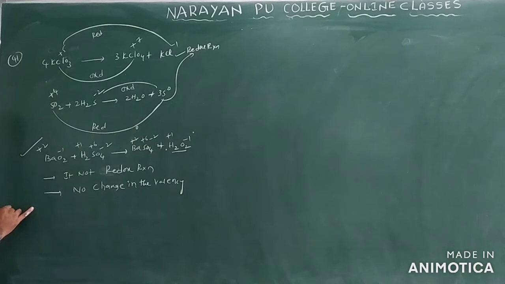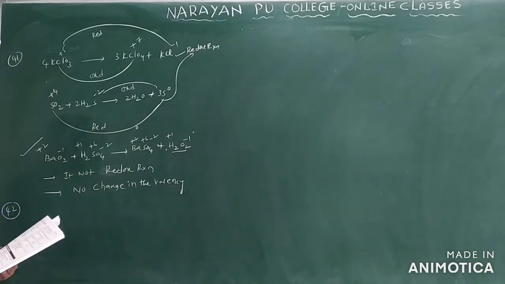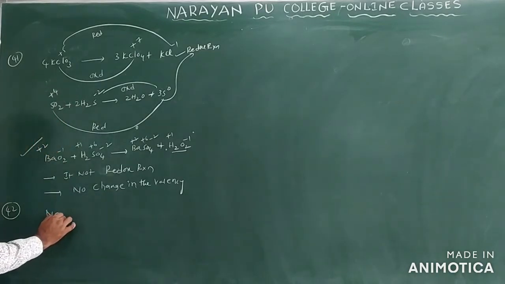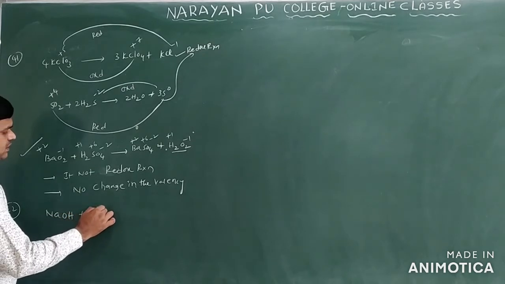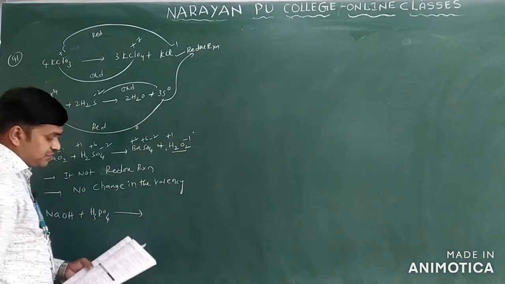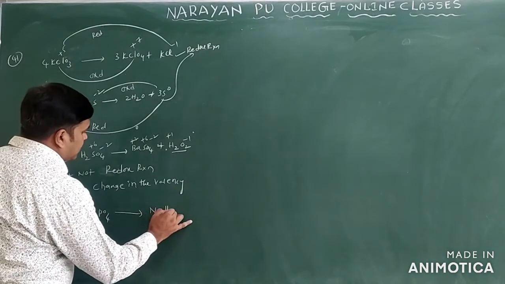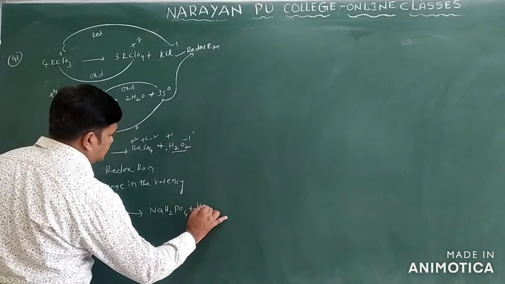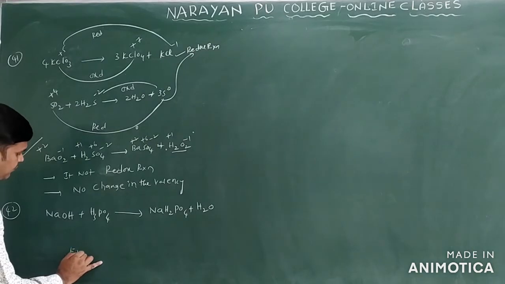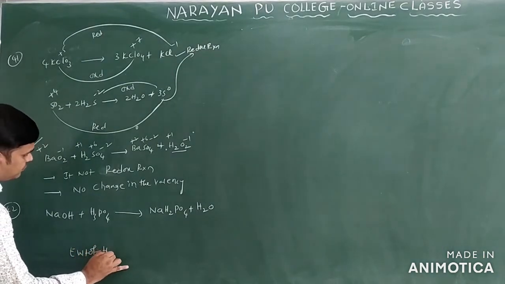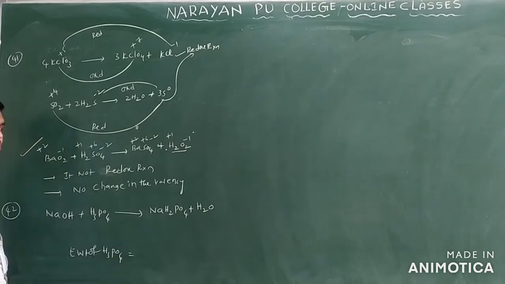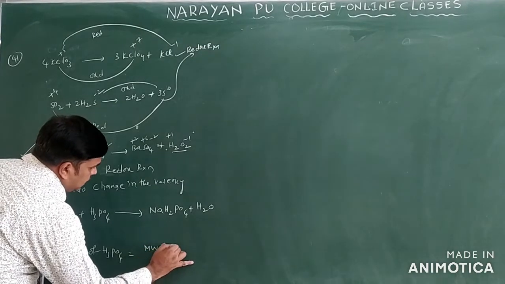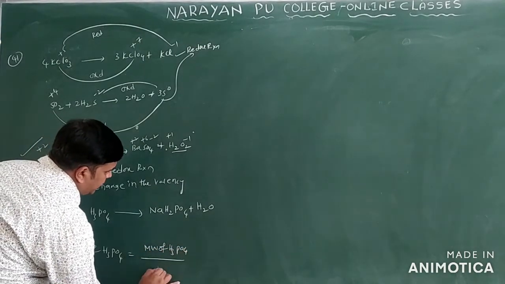Come to question number 42, we have the equivalent weight of phosphoric acid H3PO4 in the reaction. You can see the reaction, we have NaOH plus H3PO4 gives rise to NaH2PO4 plus H2O. What are they asking here? The equivalent weight of H3PO4 they are asking. Generally, what is the formula for equivalent weight? Equivalent weight is equal to molecular weight of H3PO4 by n factor, you can see.